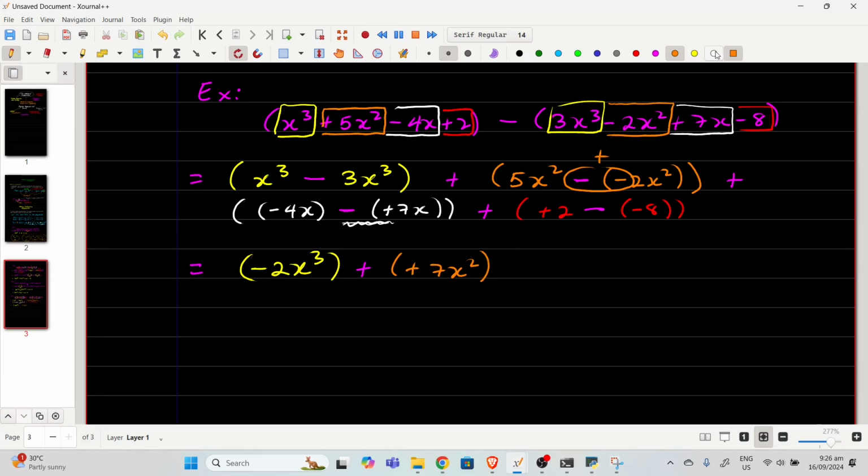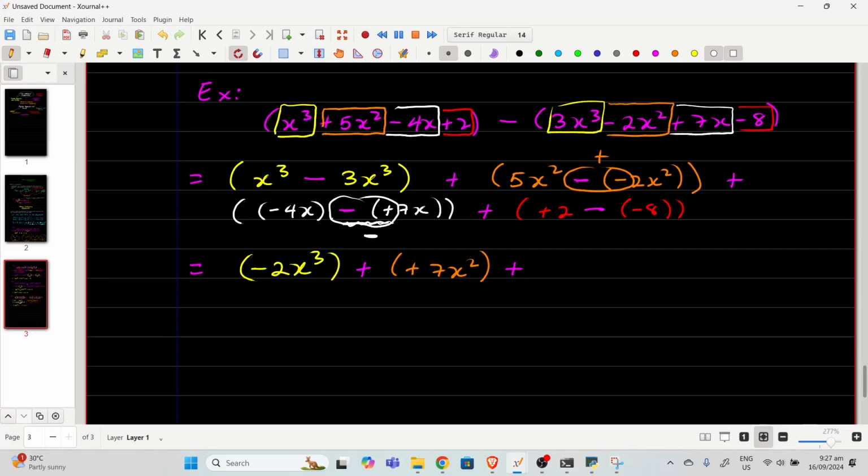Then we go on to the white ones. So I'm going to put the positive sign in between here. And where's the next one? White, right? So I'm going to have negative 4 minus plus. Minus plus here gives me a minus.